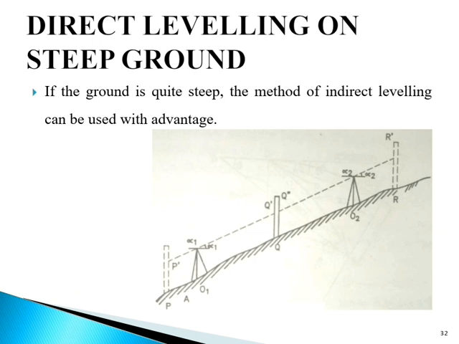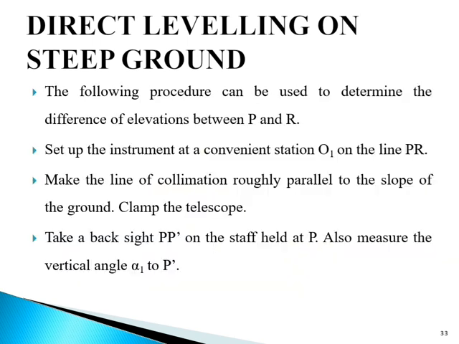So till now we have seen the different elevations and heights, and according to that we have derived the equations. Now we will derive the equation for the steep ground. The ground is steep, so indirect leveling can also be used where the ground is steeper. Now we are going to see the procedure used to determine the difference of elevation between A and B.